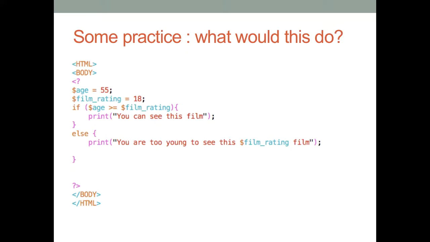Okay, so talking through some of these, we've got a variable called age, which we set to 55. We've got a film with a rating of 18. We ask the question, can the person see this film? So if age is greater than or equal to the film rating, they can see it, otherwise they're too young. So this one's fairly simple. 55 is greater than or equal to 18. It's definitely greater than, so they can see the film.